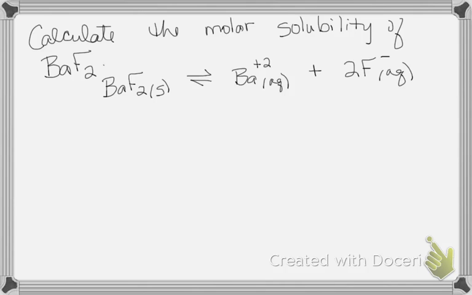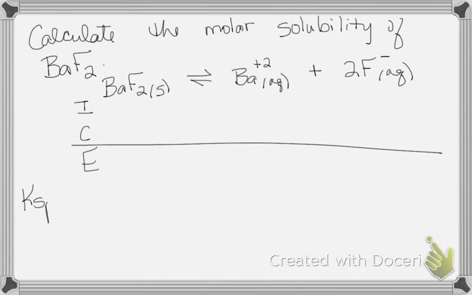So I know I'm going to leave room here to fill in an ice table, but I know that my equilibrium expression, my Ksp, can you take the bariums and the fluorides and write what the Ksp would be? Yeah, because it's going to be the concentration of the barium ions times the concentration of the fluoride ions squared, because I have to use my coefficients.